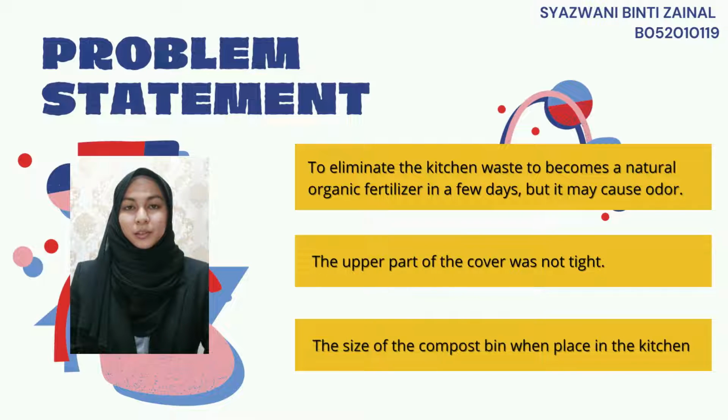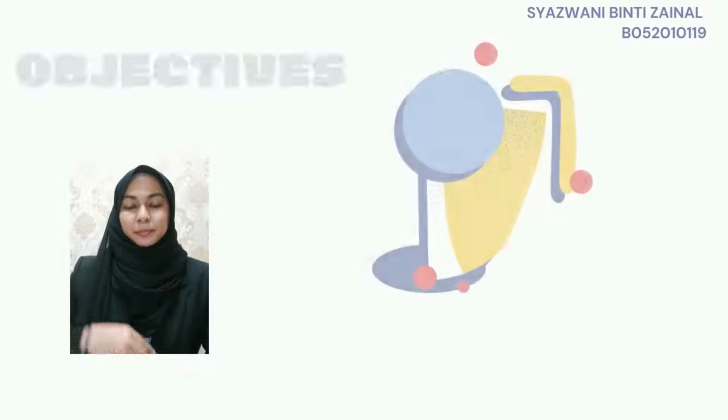Here is the problem statement. The first is to turn kitchen waste into natural organic fertilizer in a few days, but it may cause odor. Second, the upper part of the cover was not tight. And lastly, the size of the compost bin when placed in the kitchen.